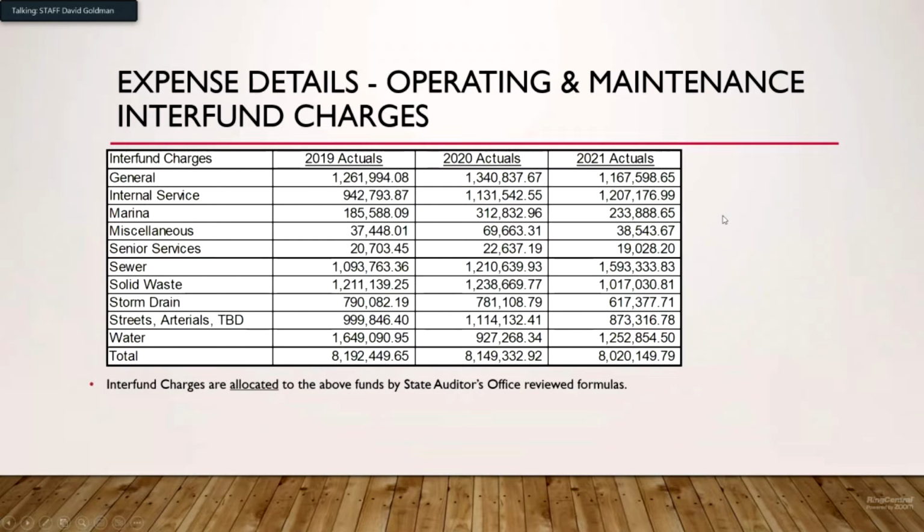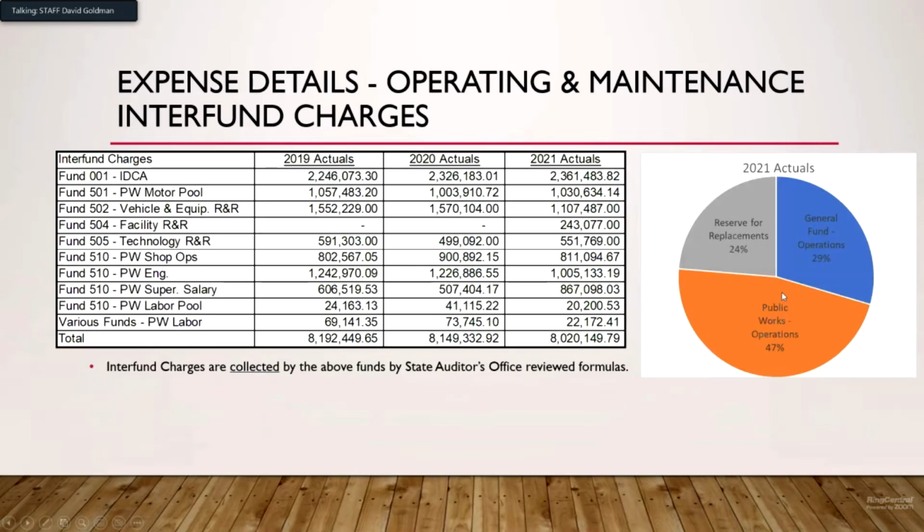So interfund charges, these are allocated to the above funds by State Auditor Office reviewed formulas. So these are the expenses associated with interfund charges. You can see that the total is about $8 million a year. And this is how it impacts the different funds.